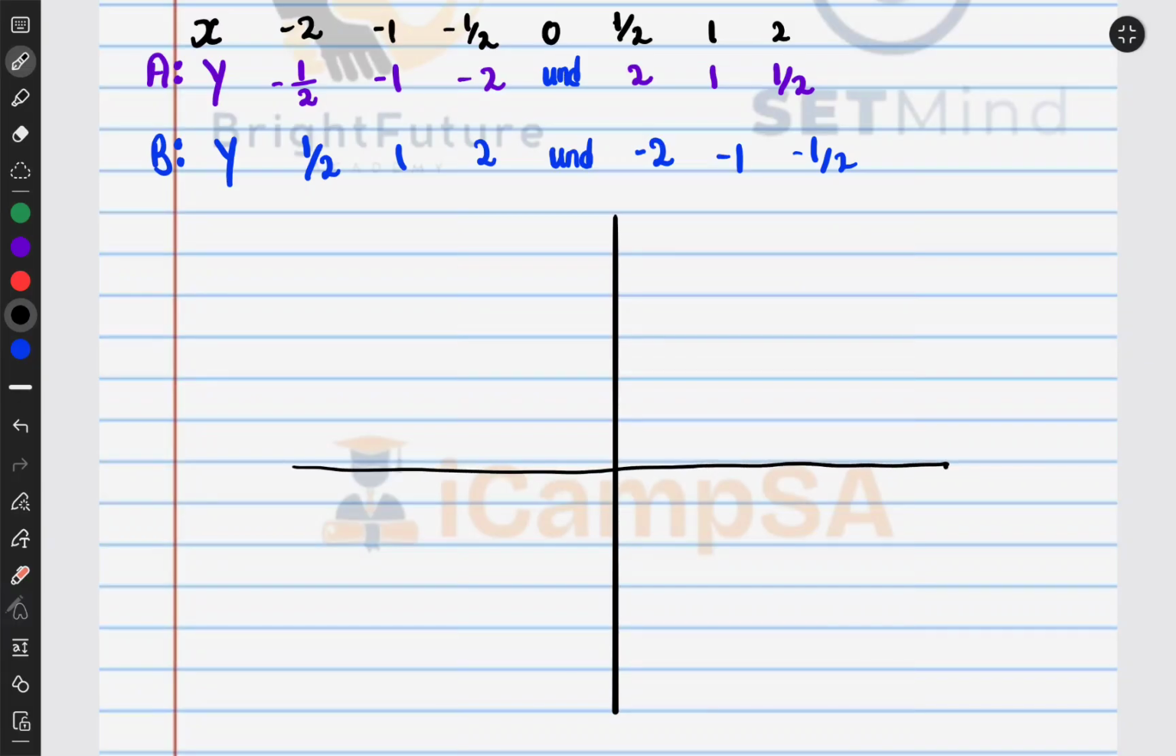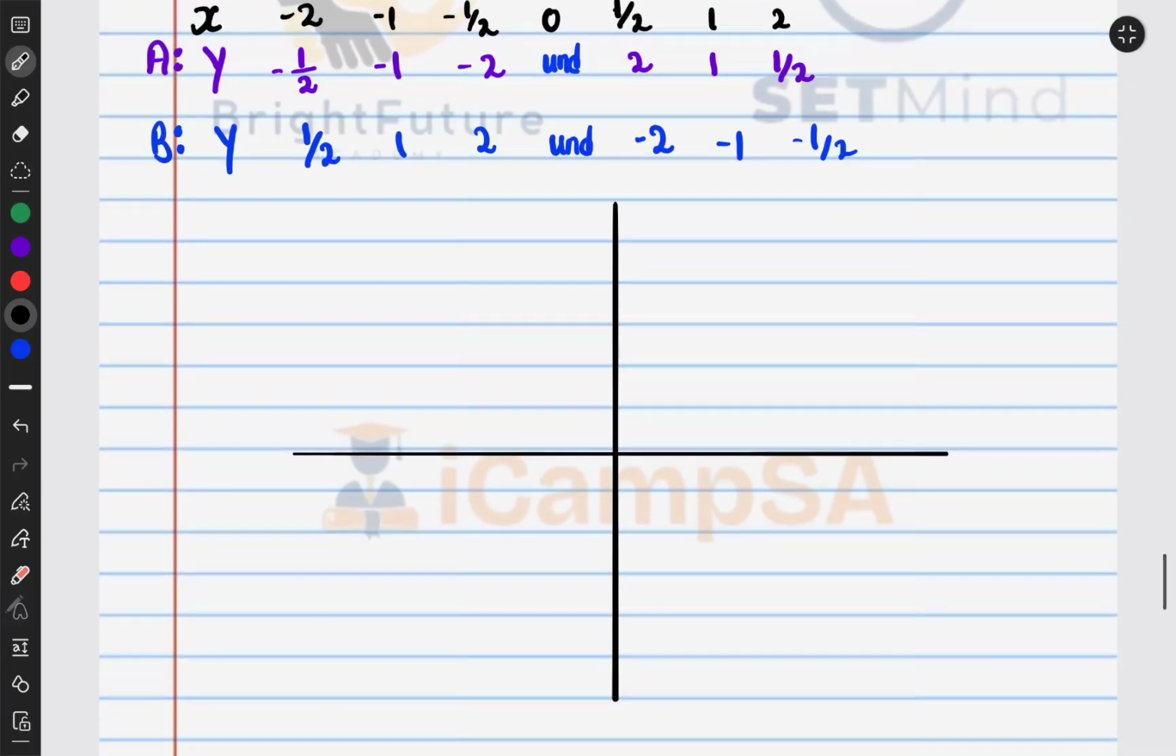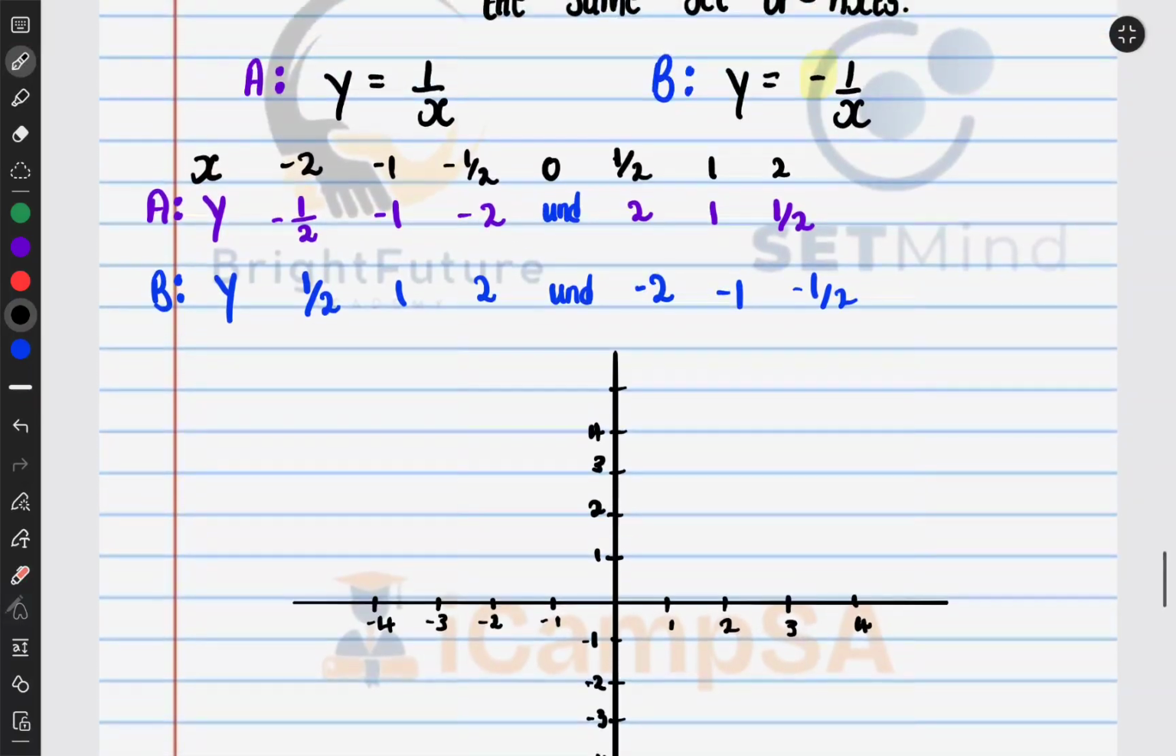Let's calibrate our x and y values. 1, 2, 3, 4. 1, 2, 3 and 4. So it's 1, 2, 3 and 4. It's -1, -2, -3, -4. Okay, let's plot the points.